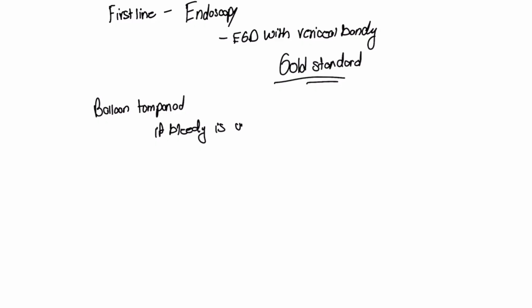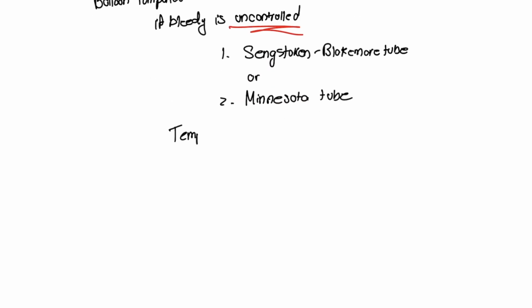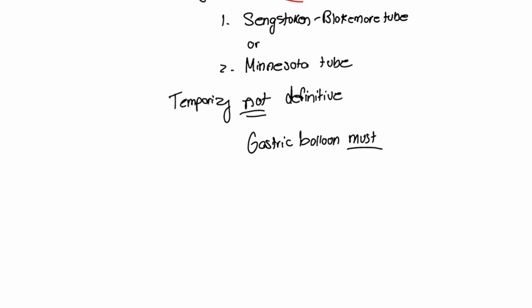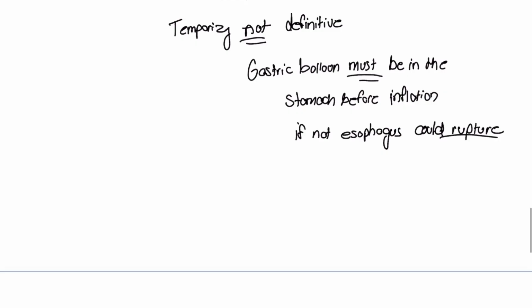Balloon tamponade. If this patient is bleeding and it's uncontrolled and they're hemorrhaging, then you need to put in either a Sengstaken-Blakemore tube or a Minnesota tube. And remember, this is temporizing and not definitive management for these patients. It's important to remember that the gastric balloon must be in the stomach before inflation. Otherwise, there is a risk of esophageal rupture. How it works: the gastric balloon is typically inflated. The tube is placed on traction, meaning you're pulling it back, and this compresses the varices at the GE junction. If it's still bleeding, then you can further inflate the esophageal balloon as well.